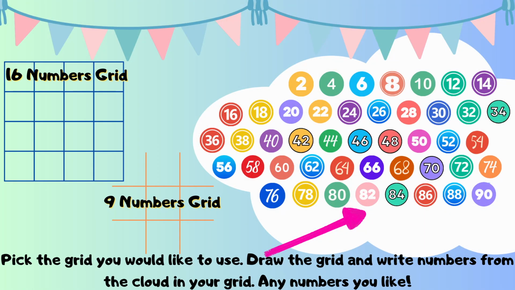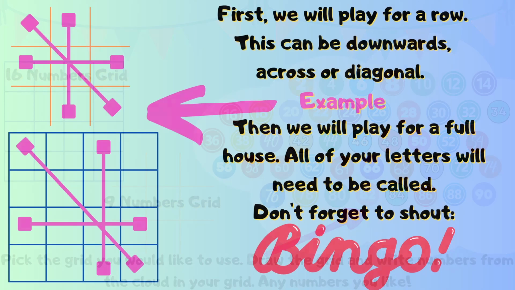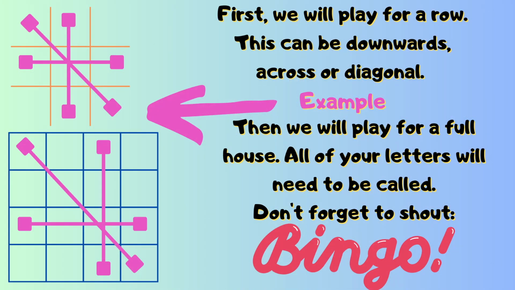So you can see two example grids here, 16 numbers and 9 numbers. We recommend either of those two grids for this game. And on the right are all of the numbers that you can choose from for this game. They're all multiples of 2. Now first, we're going to play for a row. This can be downwards, across, or diagonal. Then you can play for a full house if you like. All of your letters will need to be called for that. And don't forget to shout out bingo.